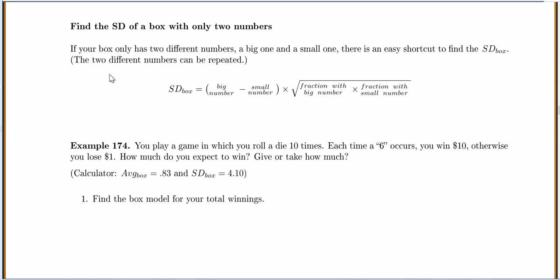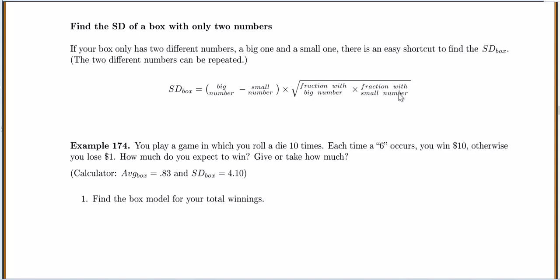So if you only have two different numbers and they can be repeated, then the standard deviation of the box is equal to the big number minus the small number times the square root of the fraction of numbers that are the big numbers times the fraction of tickets with the small number.